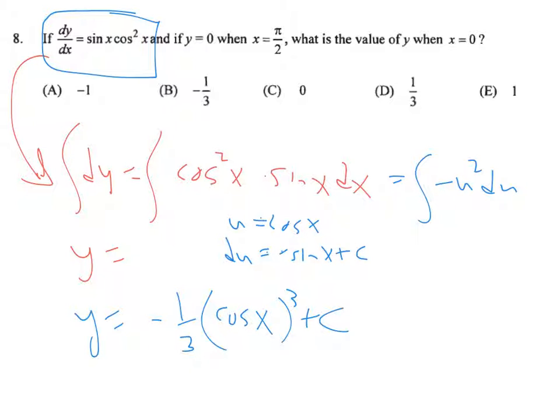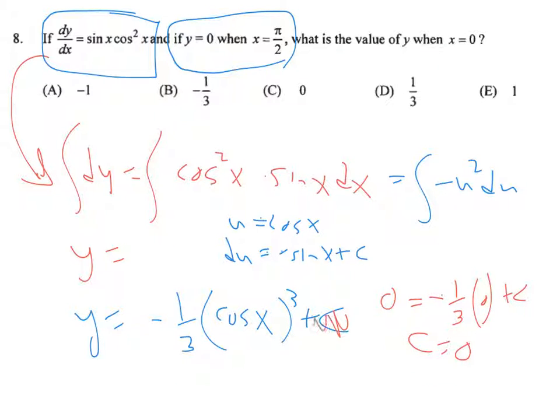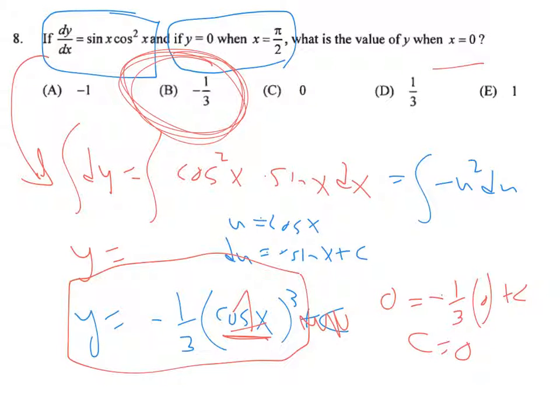And then what do we know? Well, we know that this is true. So if you plug in pi over 2 for x, you'll get y equals 0. So that means that 0 is equal to negative 1/3 times the cosine of pi over 2, which is 0, and then plus c, so c must be 0. Oh, that's really nice. So this just kind of goes away. I've got this function here, and I want to know when x equals 0, what's y? Well, you'll get the cosine of 0 here, which is 1, and negative 1/3 times 1 is negative 1/3. So there is your answer.